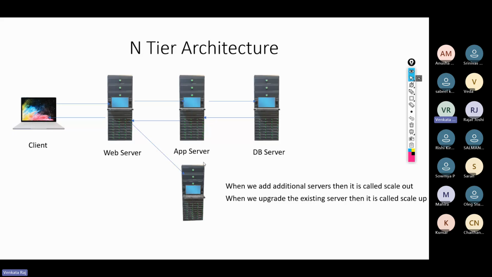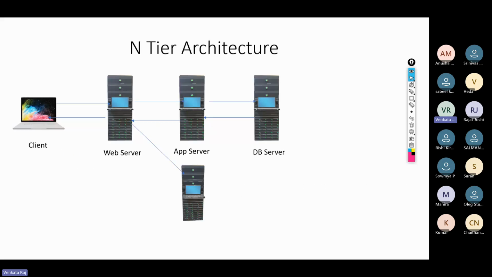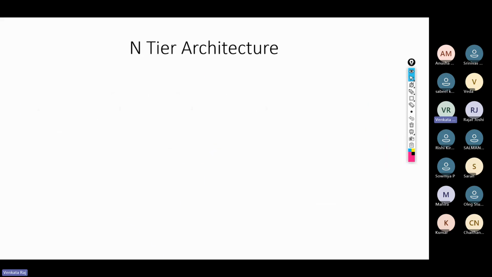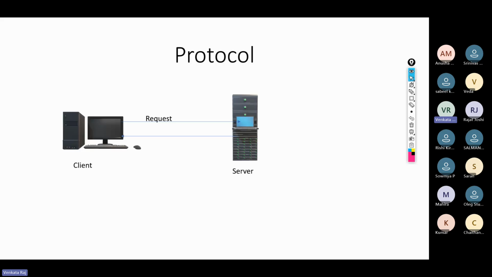Okay, so just let me go here. In the earlier diagram, I mentioned that a server is something where from the client we send one request and the server should understand it, process it, and then send the response back, right? It will be able to process only if it is able to understand, correct? Now, how will it understand? Client is sending something to the server. How will the server understand?